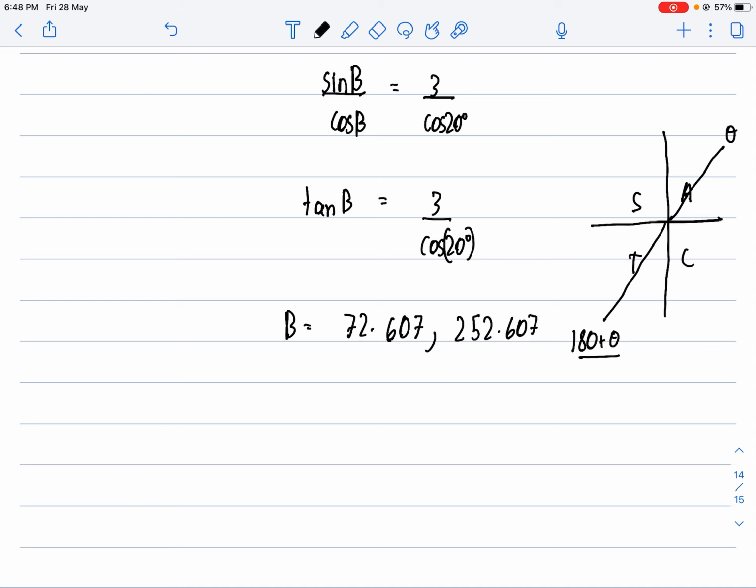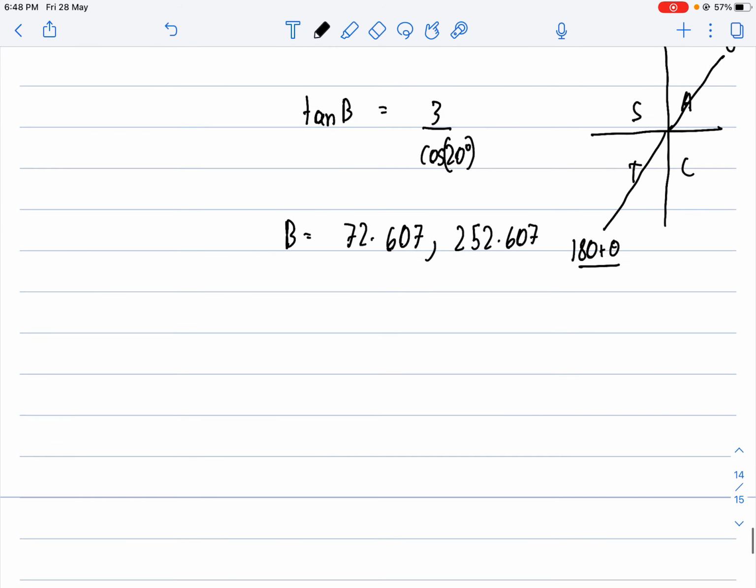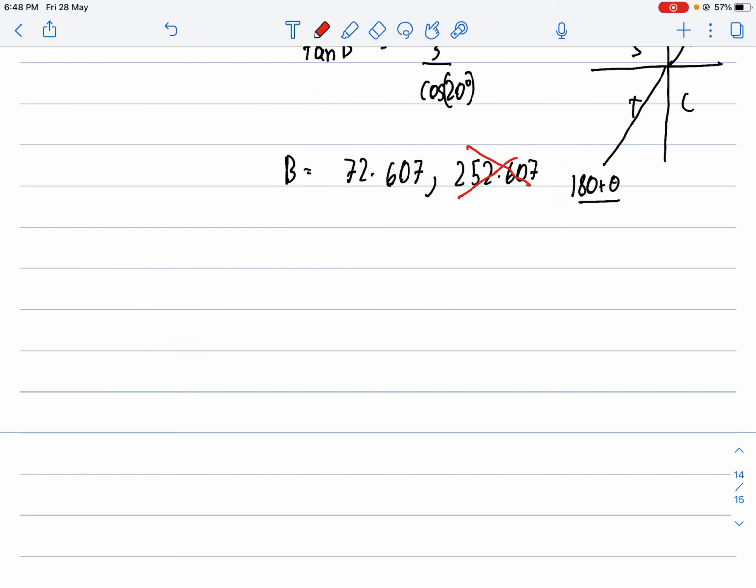252.607. But if you see, your domain is 0 degrees to 90 degrees. So that means this answer here will be eliminated. So your final answer is simply 72.6 degrees. Got it?